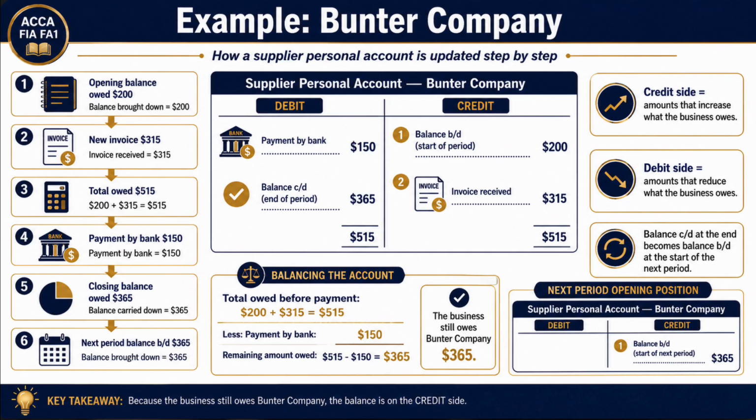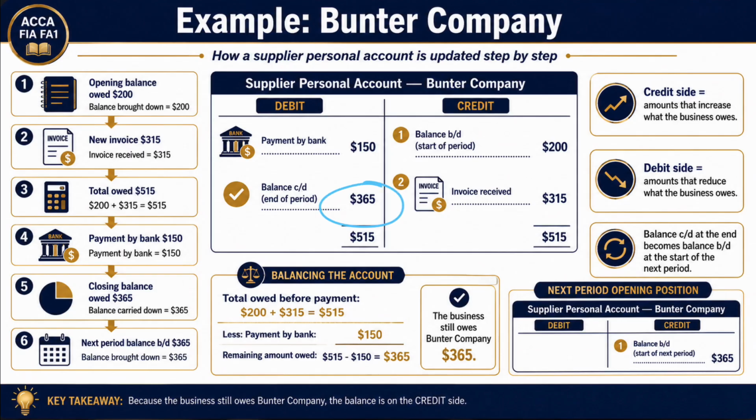Then the business pays Bunter Company $150 by bank. A payment reduces the amount owed, so the payment is recorded on the debit side. Now the remaining balance is $515 minus $150 equals $365. So at the end, the business still owes Bunter Company $365.